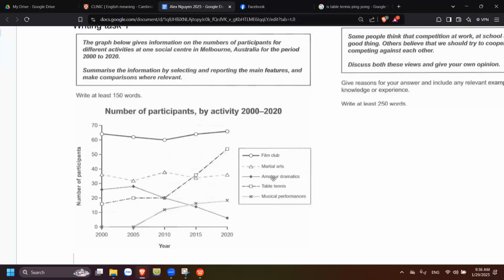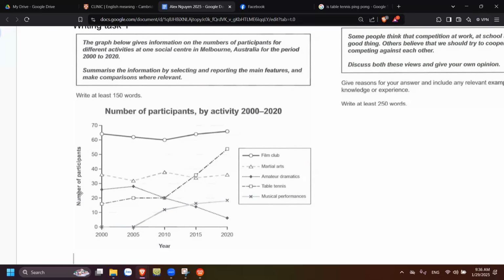So for any kind of essay here, first we need to analyze the data. Okay, so Alex, when you look at this data, what strikes you the most? What can you see immediately? The trend, something like that. There was a rise in table tennis participants. There was a decline in amateur dramatics. Yes, it is. Film club is roughly stable, with a slight drop.